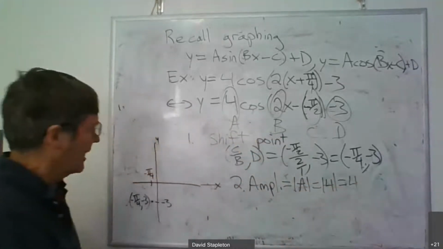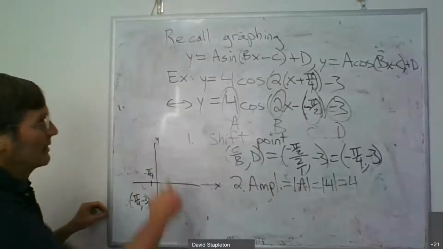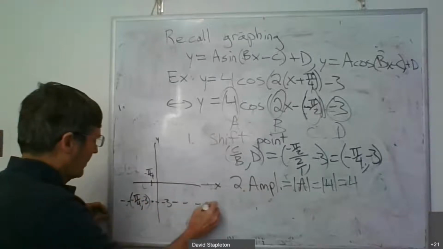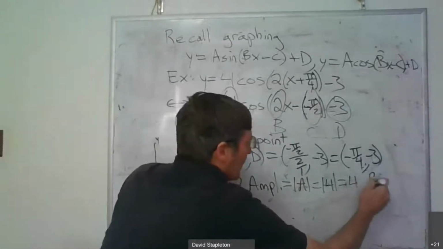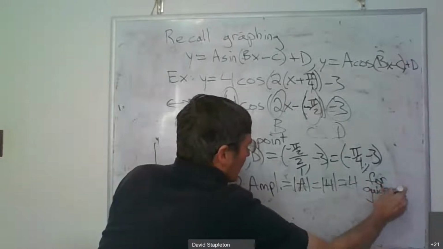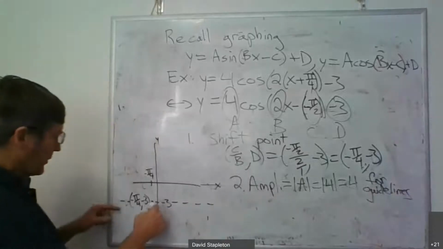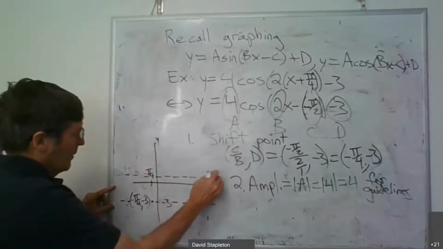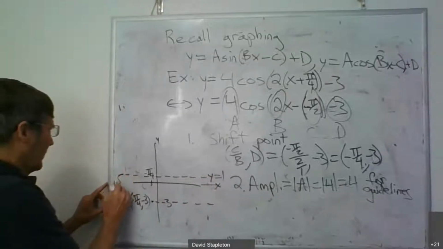That helps me to draw a guideline. So the shift point tells you where to start. The midline of the wave that we drew before goes through that shift point always. And then the amplitude tells you how to draw the guidelines. So I'll do this for the guidelines. Up the amplitude 4 units, 1, 2, 3, 4 puts you at y equals 1. So there's the amplitude 4.